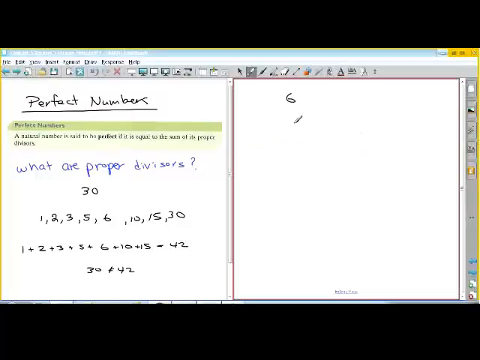So what is an example of a perfect number? Well, 6 is a perfect number, because if I factor 6, I'll get 1 and 6, and I'll get 2 and 3. And if I add all the numbers up except the last number, 1 plus 2 plus 3 is 6. So the sum of the factors less than 6, the proper divisors, add up to 6. So 6 is a perfect number.